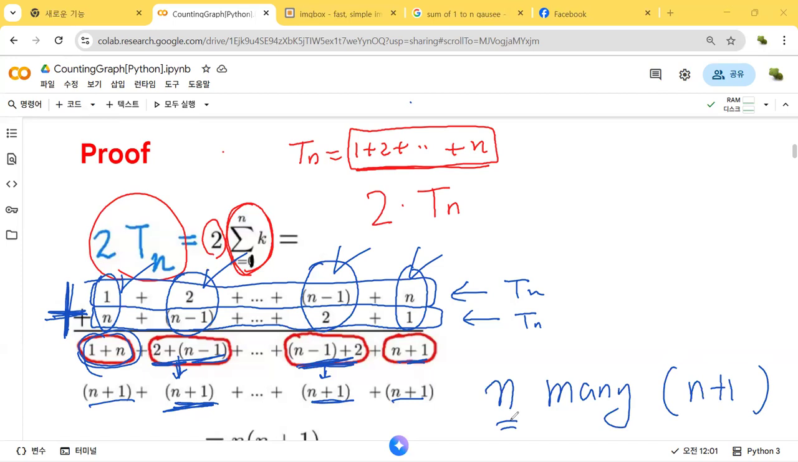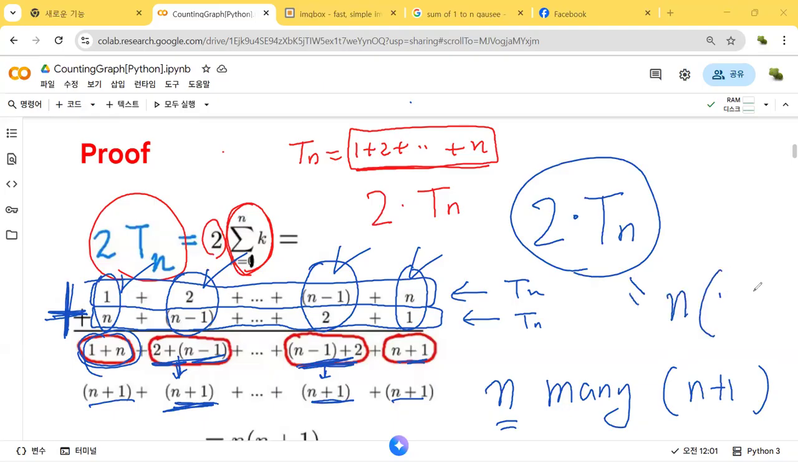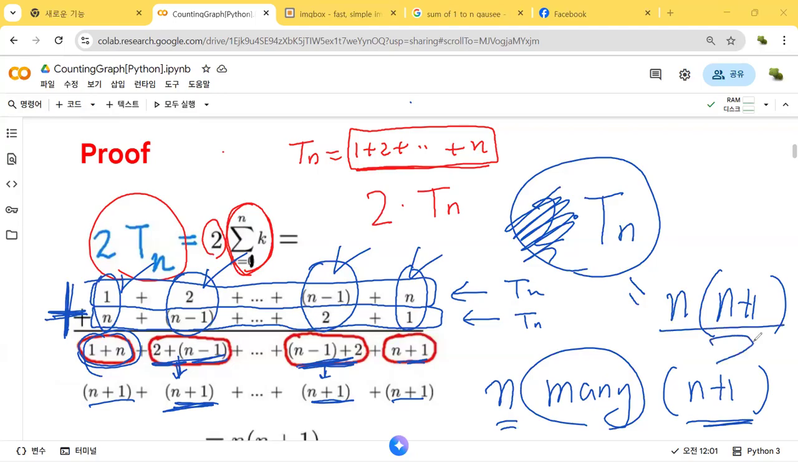So what's the result? 2 times Tn is n plus 1, okay? Because there are n many n plus 1. So divide both sides by 2. The 2 is canceled out, and Tn is n plus 1 over 2.